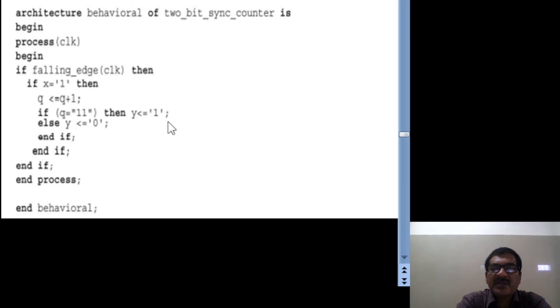When x equal to 1, it counts. It increments its value, or it changes its state. Otherwise it maintains same state. Okay, so like that, this is the up counter program.